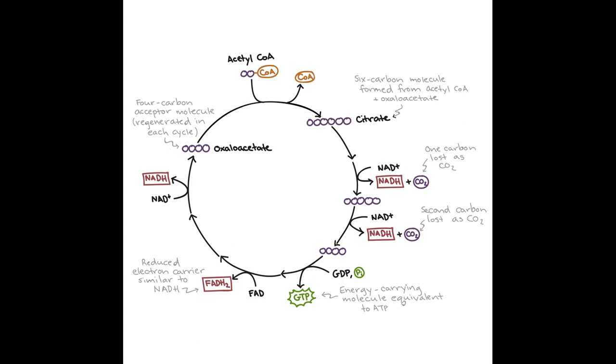In the next video, we're going to discuss how the NADH and the FADH2 are used in the production of ATP in the electron transport chain system. We're going to look at the inside and the mechanism of the electron transport system in the inner mitochondrial membrane.